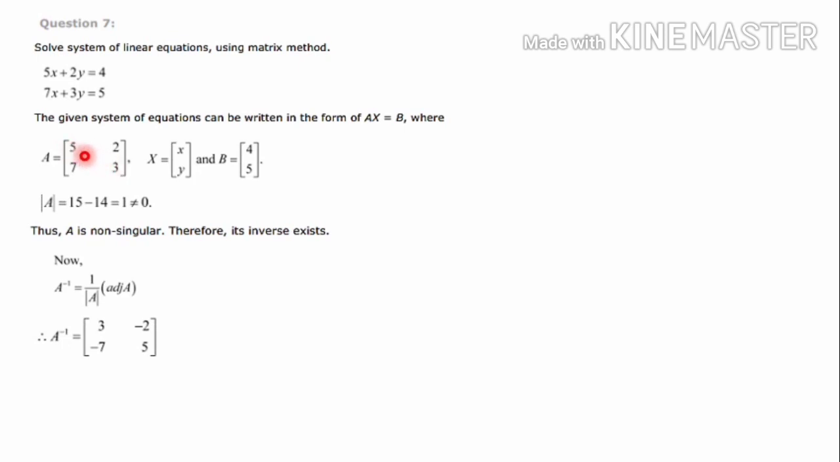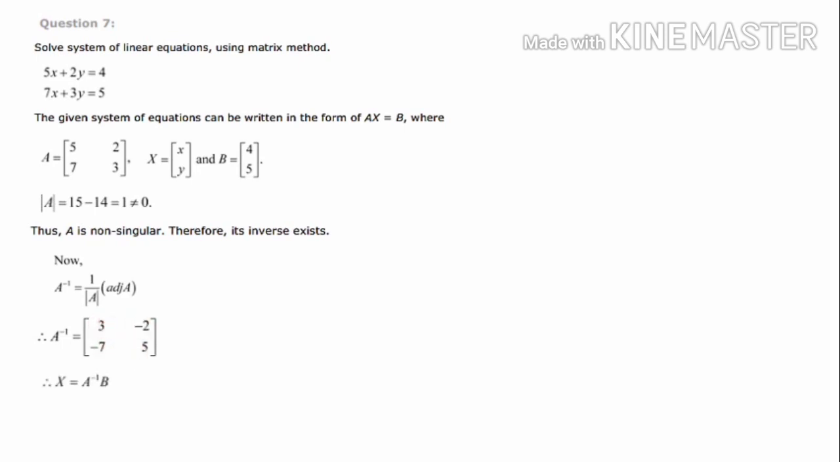In the first diagonal we have to interchange the elements. 5 and 3 when interchanged become 3 and 5. In the other diagonal you have to change the sign. Here the sign of 2 and 7 is plus, so it becomes minus 2 and minus 7. So A inverse is the matrix 3, minus 2, minus 7, 5.